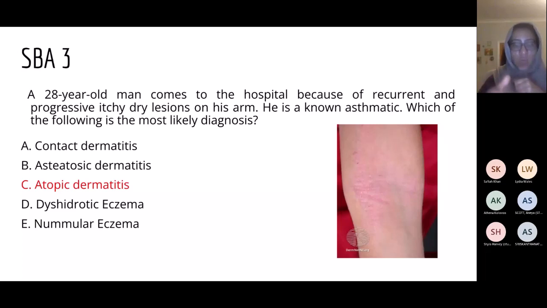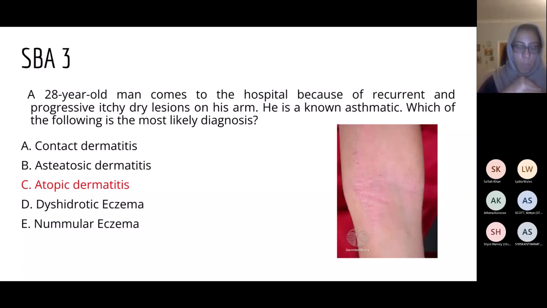Atopic dermatitis is the most common form of dermatitis, as I mentioned, and it's IgE related, meaning it's an antibody antigen mediated reaction. I'm going to talk about that a little bit later, because that's why being asthmatic is relevant in this situation.